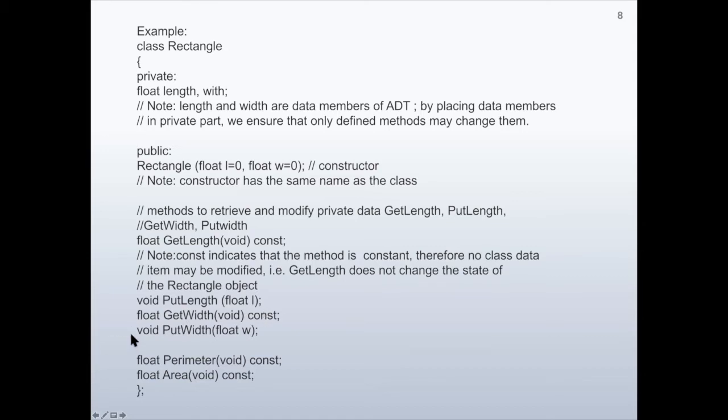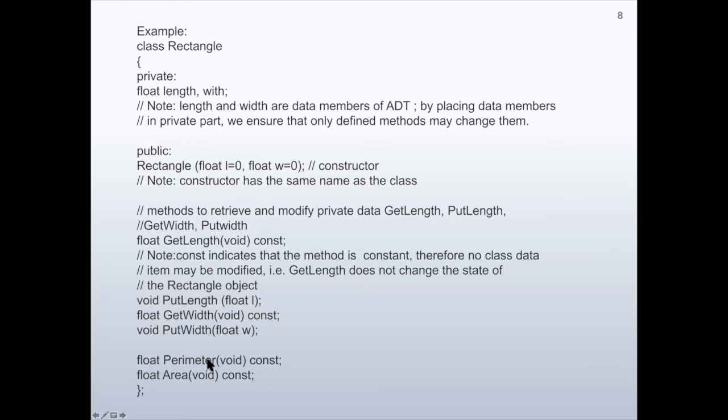And similarly, we have putWidth. The input is a floating variable W. This value is going to be set as the value of the width. Because the internal data is changing, this is not a constant method. And there is no return value, only the internal data member is updated.